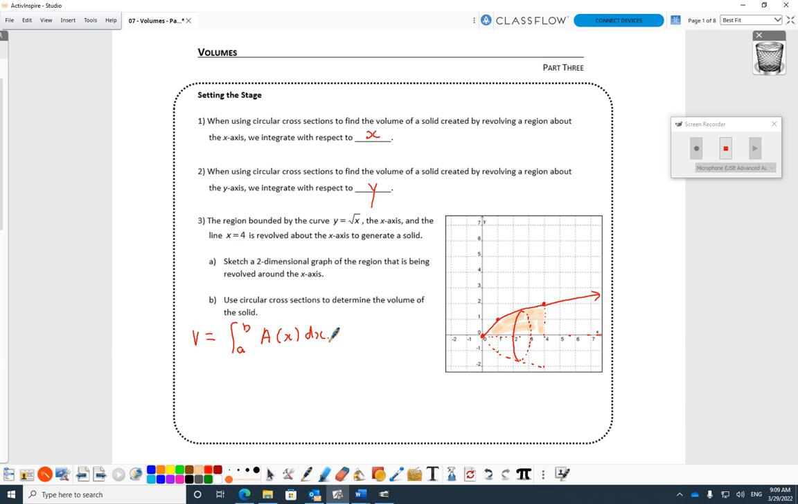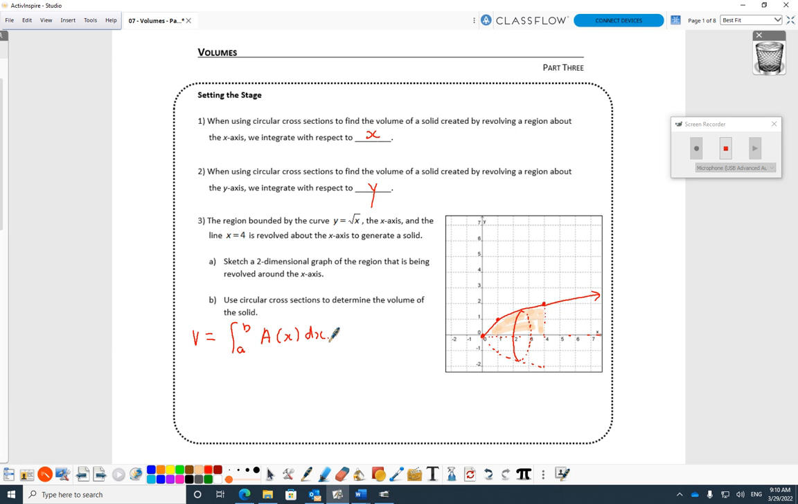You're like, you're making a really big deal about this dx thing. And I am, on purpose, because there's something coming in this lesson that's going to mess us up, and we've got to keep track of which variable we're integrating with respect to. A little flashback there to differentiation. Okay, well, we can do a little better than that because we know we're using circular cross-sections.